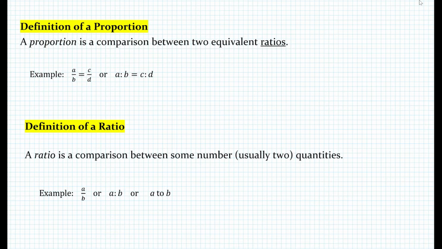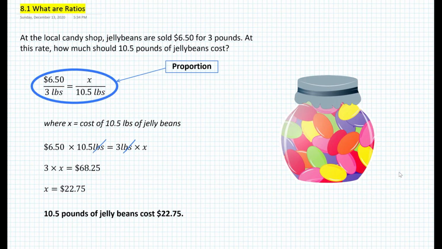Now, if we go back to the previous example that we had, we did set up a proportion, and this proportion compared two different ratios. The first ratio being $6.50 over 3 pounds, and the second ratio being x over 10.5 pounds. So what did we do afterwards? Well, afterwards, we cross multiplied to solve the problem.